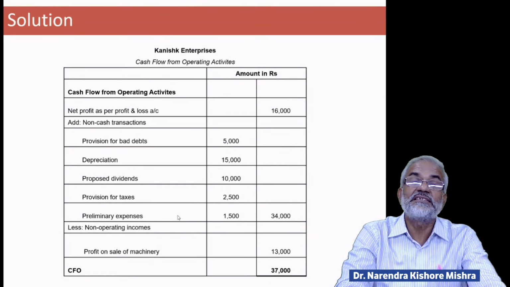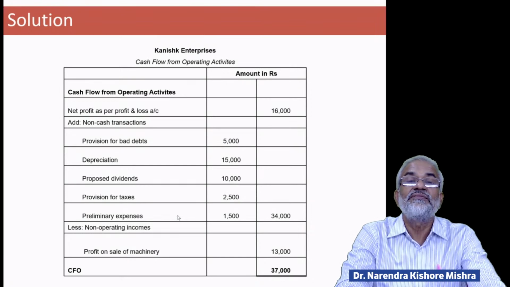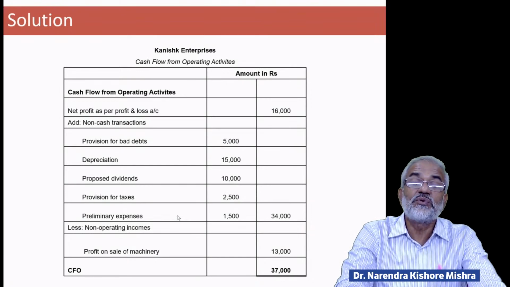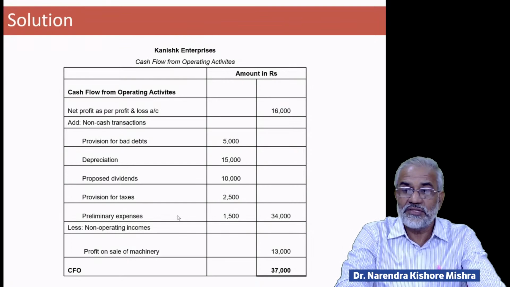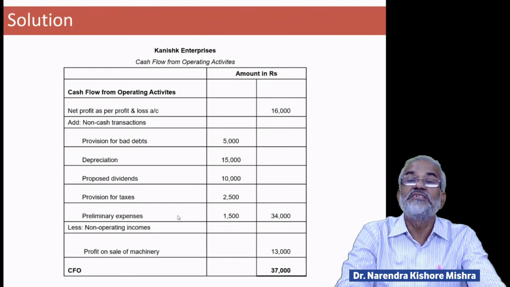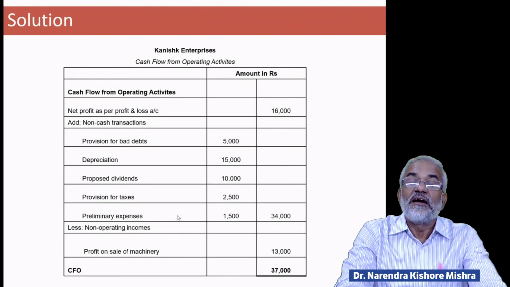So the total of non-cash transactions debited to the profit and loss account comes to 34,000. So that 34,000 is being added with 16,000 for determination of the cash from operation.